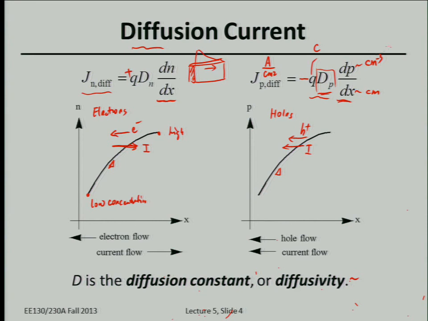So current, in amperes, can be expressed as coulomb per time, right? And this term has units of centimeter to the minus 4 in total. So the units for the diffusion constant should be centimeter squared per second, right? This is coulomb per second. That's the unit for that coefficient. We just balance the units from the left-hand side to the right-hand side, okay?